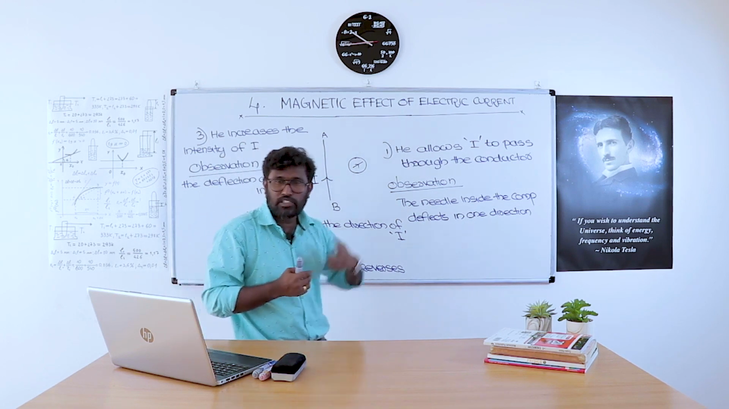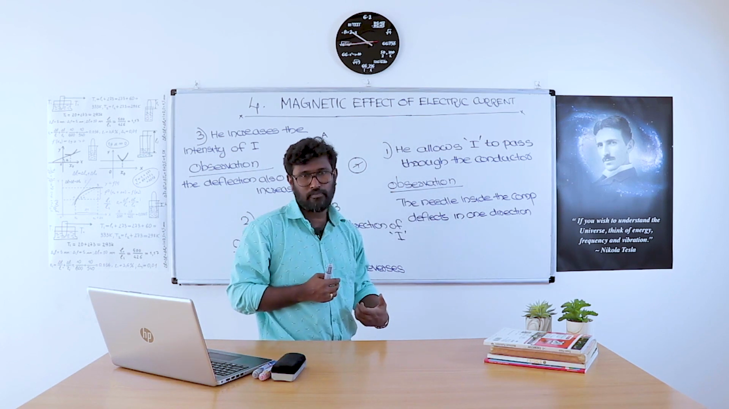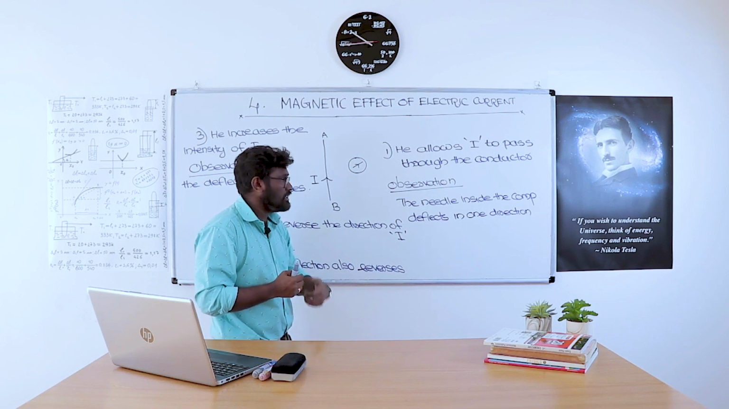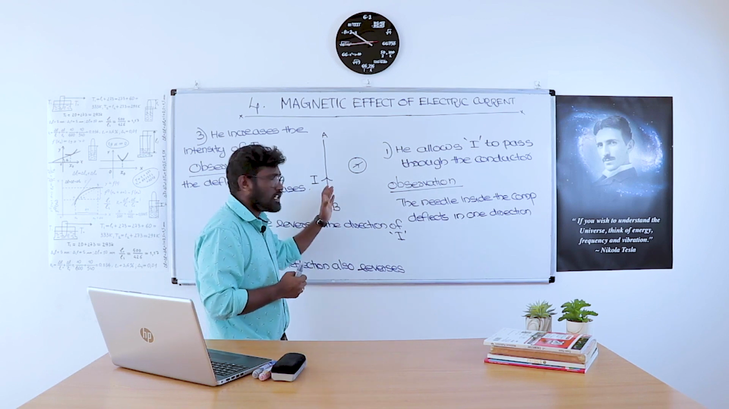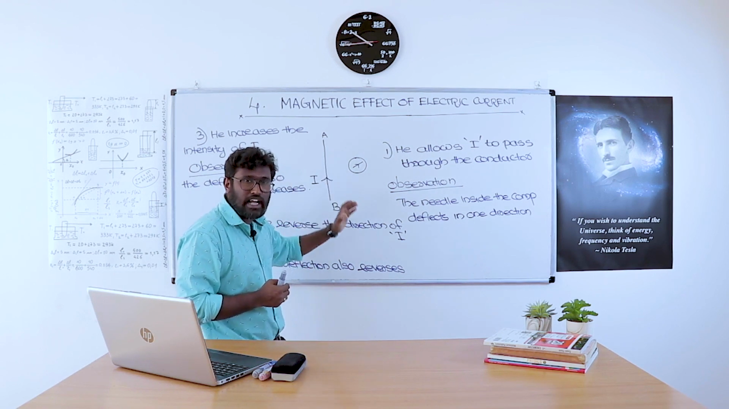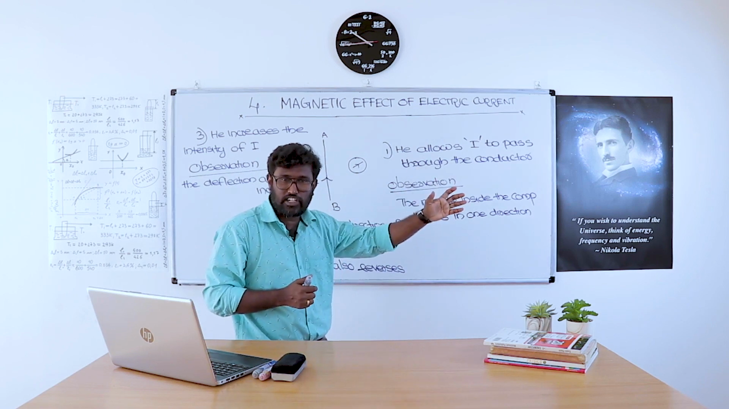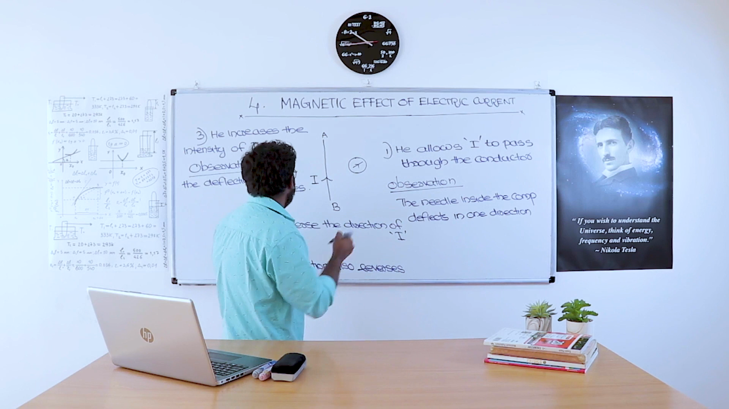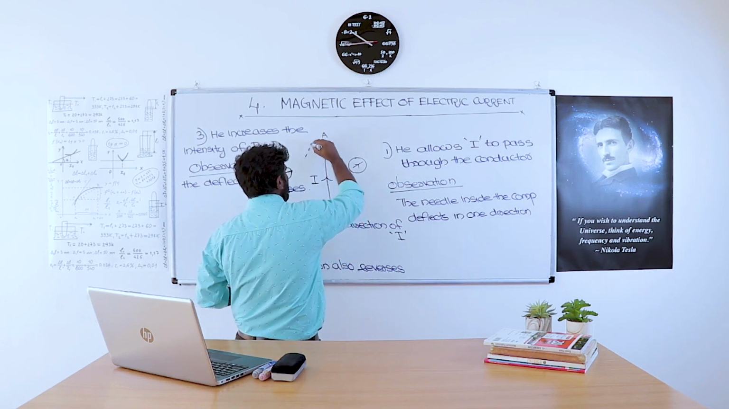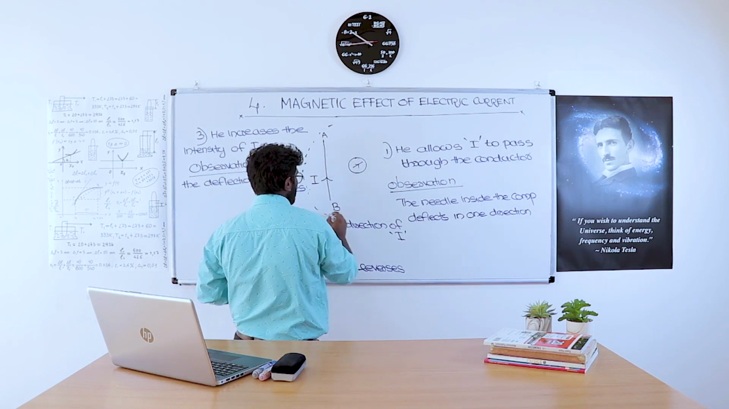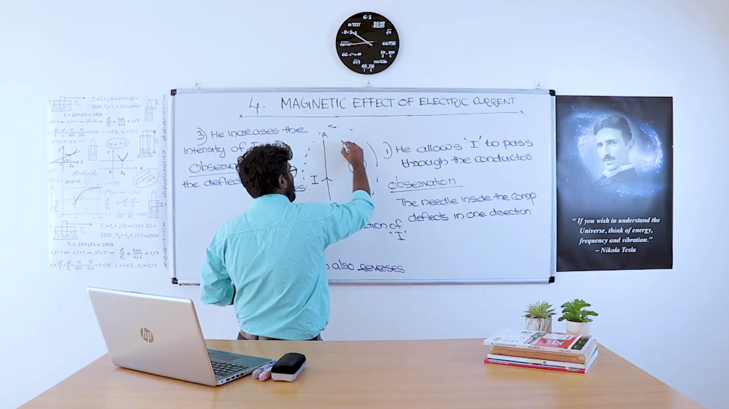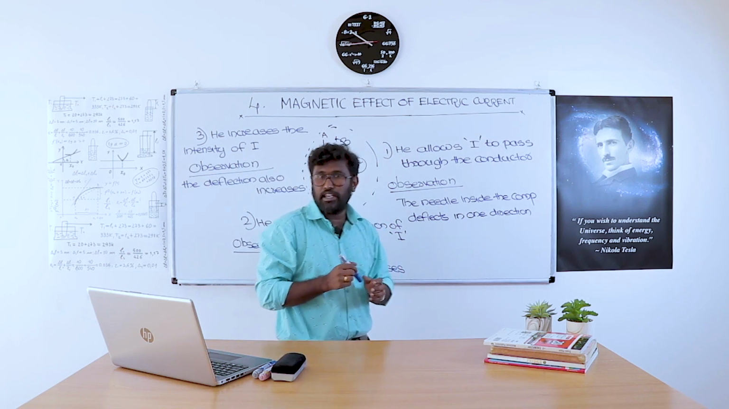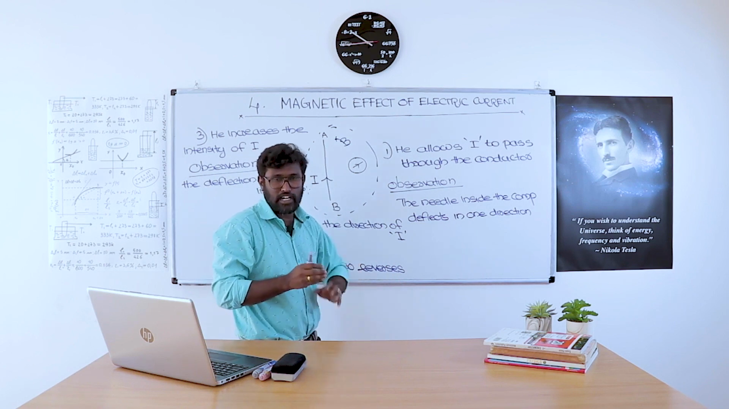What are the conclusions from the observation? From the observation, he concluded that whenever a current is passing through the conductor, a magnetic field B is produced around the conductor.